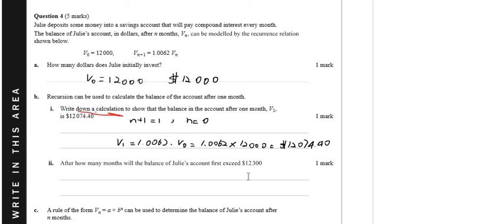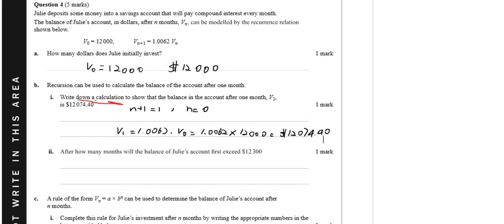So next question: after how many months will the balance of Julie's account first exceed this amount? We identified that this is a geometric sequence. The geometric sequence equation is Tn equals A times r to the power of n minus 1. To find out after how many months it exceeds this value, I want to first find out at what time the number is equivalent to this number. So I want to find out what n is when T equals 12,300.